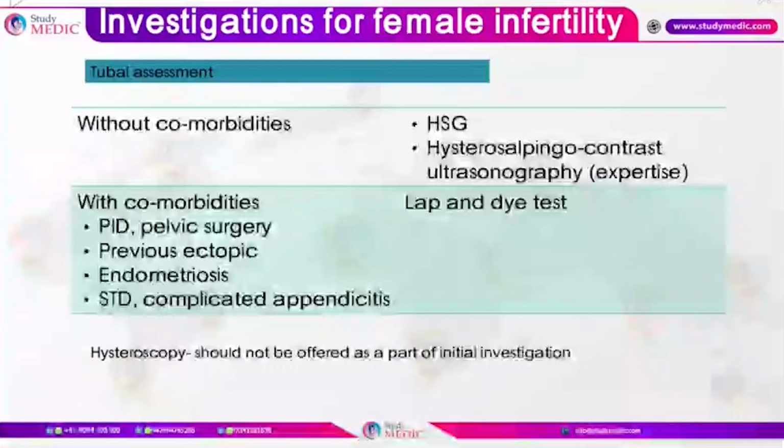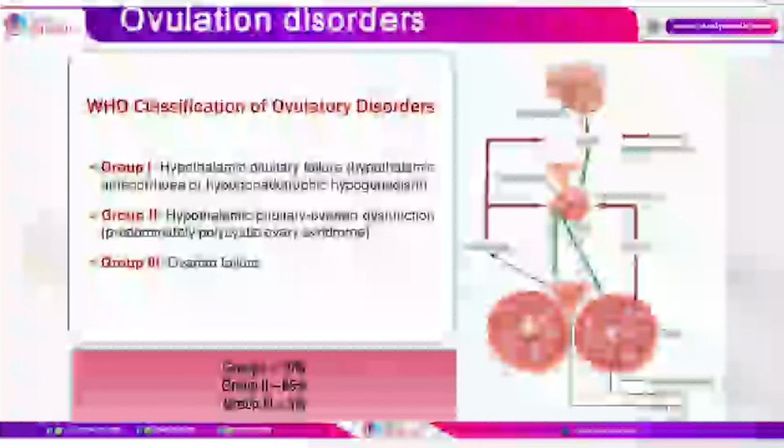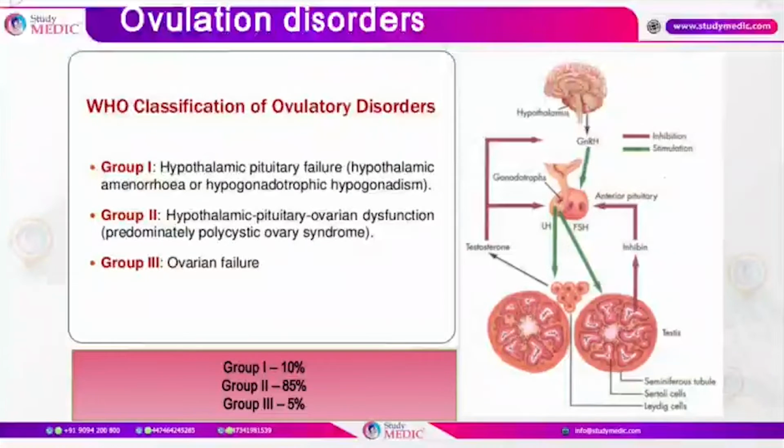But with comorbidities like PID, pelvic surgery, previous ectopic, endometriosis, sexually transmitted diseases, and complicated appendicitis, it is far better to perform a laparoscopy, because it is not only about the patency, but these are the patients where the tubal adhesions or tube might not be fully mobile, so it will hamper the fertility. Hysteroscopy should not be offered as a part of initial investigation. There was an era when pre-IVF hysteroscopy used to be recommended, but in the current recommendation it is not considered.